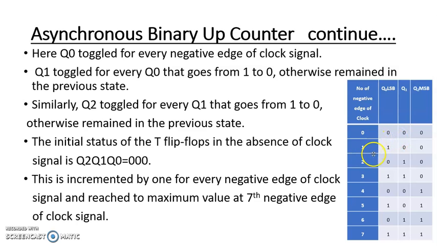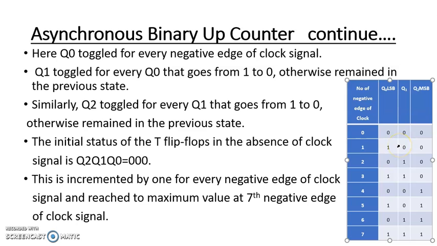When the first clock pulse comes, during the negative edge of the first clock pulse, the Q0 output will toggle, meaning 0 becomes 1. Similarly, when the second clock pulse comes, during its negative edge, Q0 toggles again and changes its state from 1 to 0. When the third clock pulse comes, only the first flip-flop keeps changing its state: 0 to 1, 1 to 0, 0 to 1, 1 to 0, and so on.